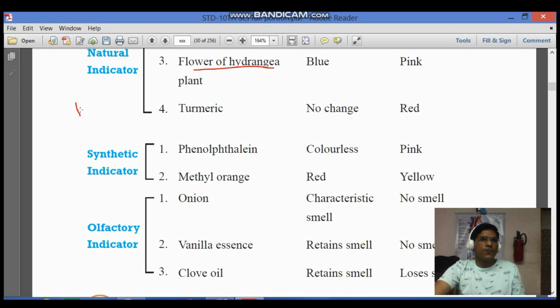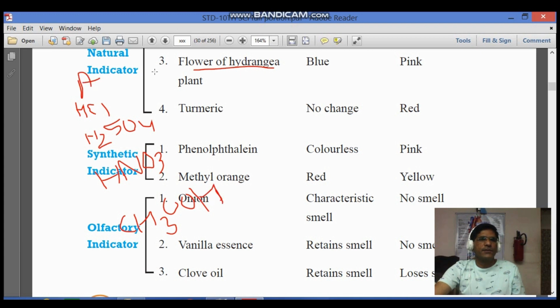First of all, we have to learn the names of the acids. HCl, hydrochloric acid; H2SO4, that is sulfuric acid; and HNO3, that is nitric acid. These are all strong acids. Now the weak acid is acetic acid, CH3COOH. Now these are all the acids.